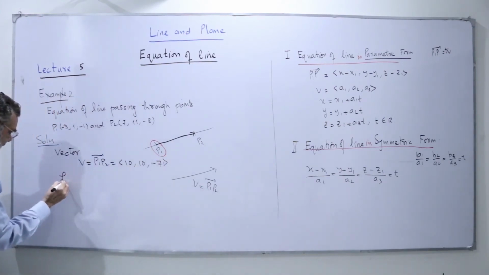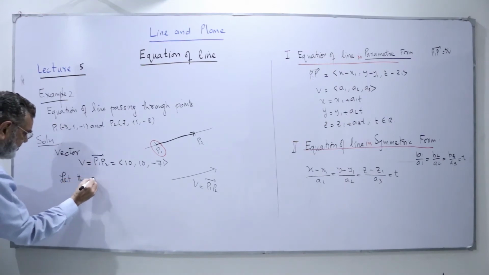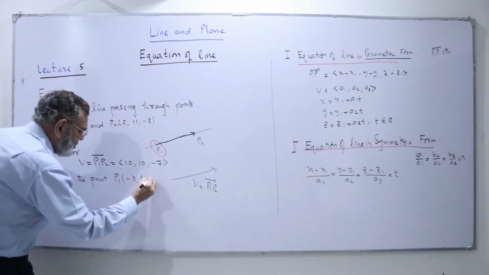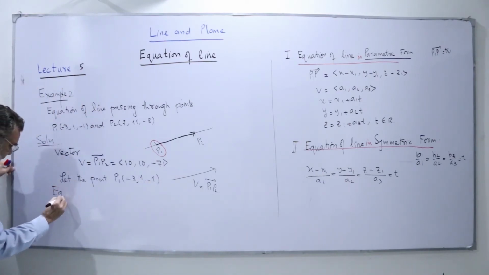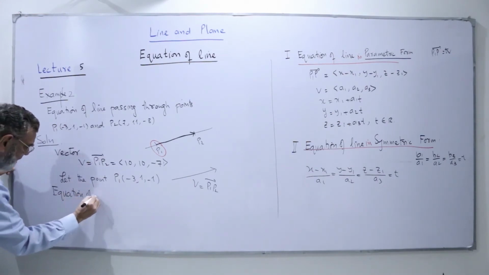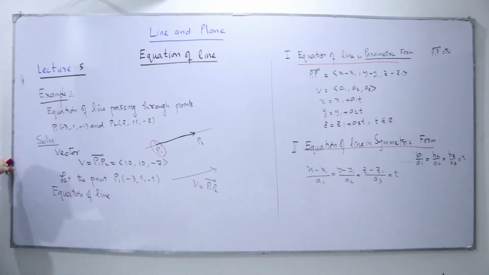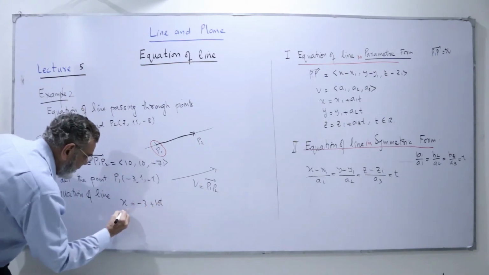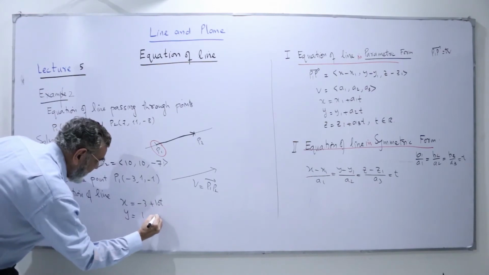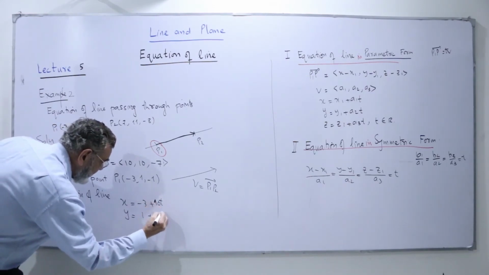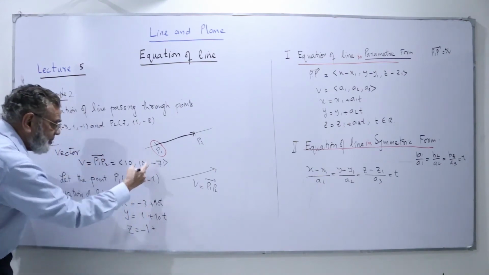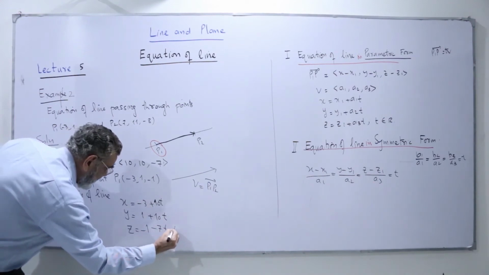We let the point be, because we can take any one. We can take point P1 or we take point P2. Point P1, and coordinates of P1 are minus 3, 1 and minus 1. So we can write the equation of the line. When we are not asked to find the equation of line in symmetric form, we write in the parametric form. We get here x equal to x1, x1 is minus 3, plus a1t, a1 is 10, 10t. y equal to y1, y1 is 1, plus a2t, a2 is 10, so we get 10t. And then z is equal to z1, z1 is minus 1, plus a3t, a3 is minus 7, so we get minus 7t, where t is any real number.